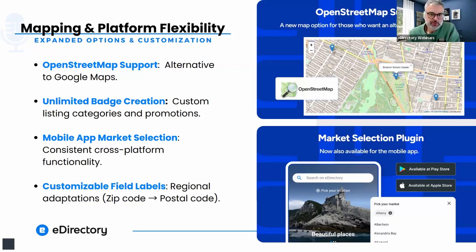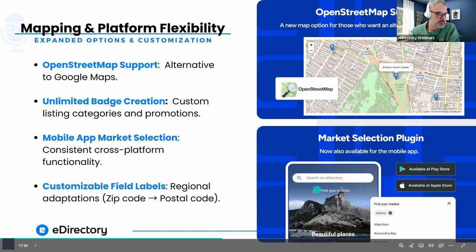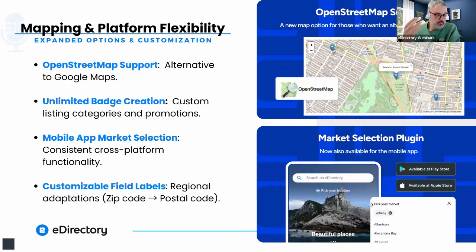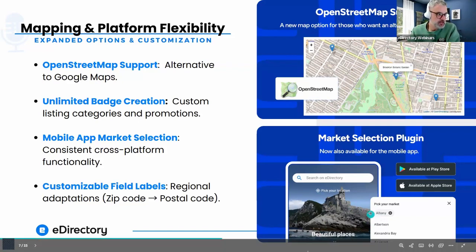You can also now create unlimited custom badges to highlight different listing types. Also, the market selection plugin now works seamlessly with your mobile app. Before, it was just on the web version of the directory, so this ensures consistent functionality everywhere. Here, for example, you can pick a location. Let's say you have a directory that is working in different markets, so you can choose now on the app as well.